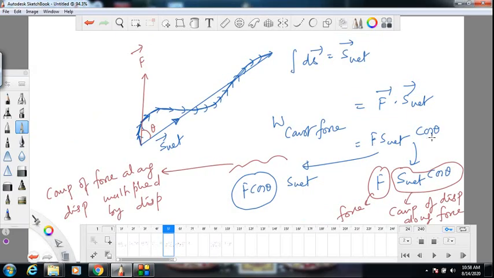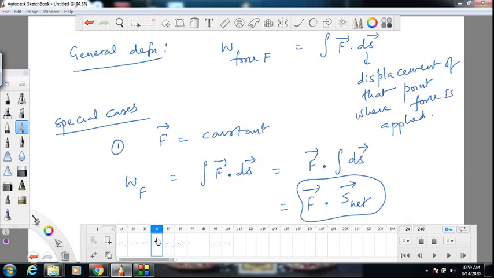F into s cos theta, you can write like that. That means force into displacement along force. Or you can write F cos theta into s also: displacement multiplied by force along displacement. Whichever way you write, the final answer is going to be the same. This is our first special case.